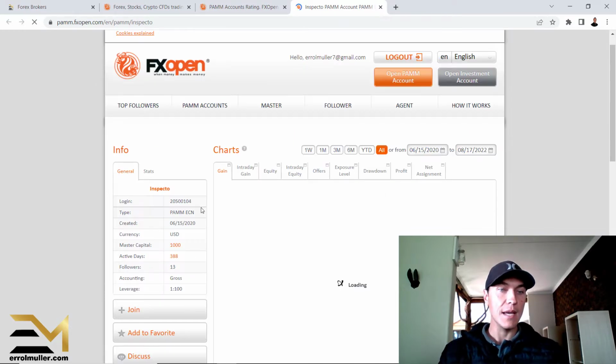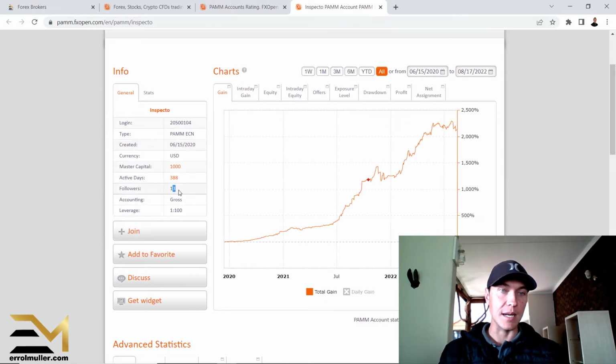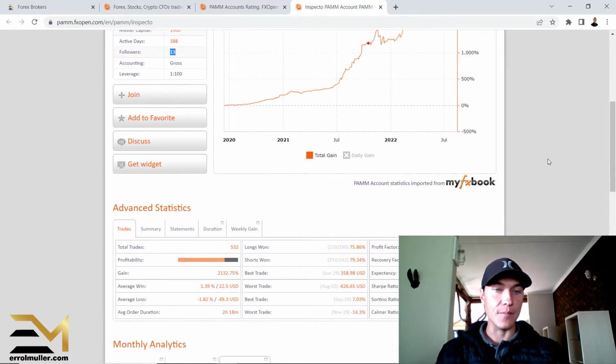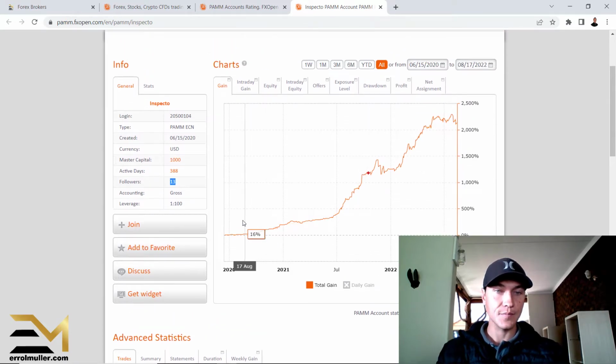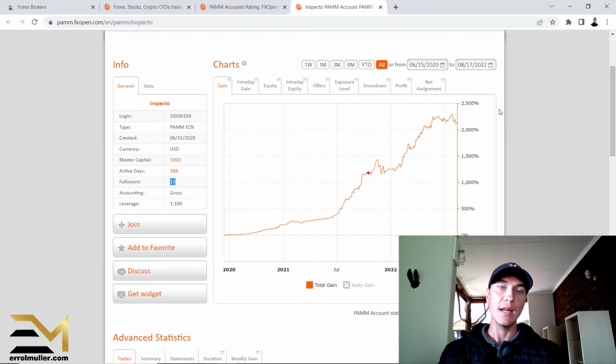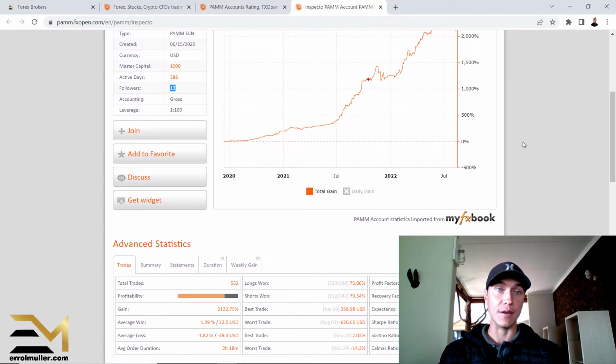Let's say you want to invest with him. He's got 13 followers at this point in time. Now, in order to become a follower, that means you literally invested in him or in his strategy. So he's got 13 investors, and you can look at his stats. So he's starting, looks like 2020, the month of June. That's what it looks like up until now. So all time, he started on the 15th of June 2020, and it is the 17th of August 2022, and that's his gain. Quite impressive, I must say.